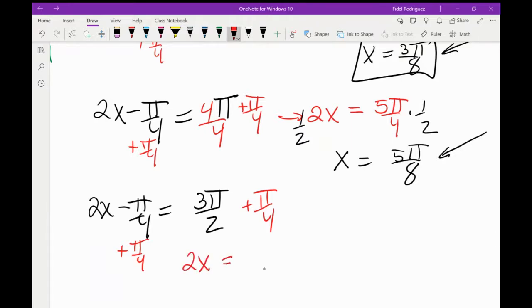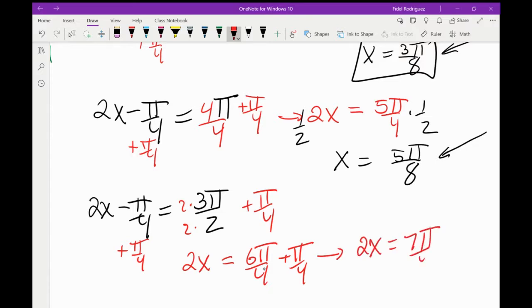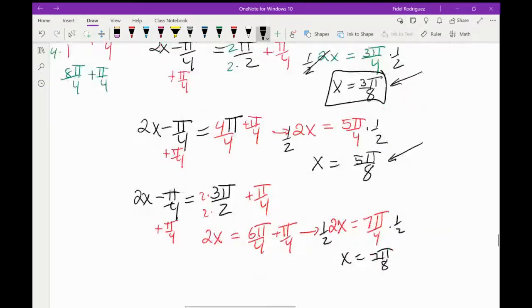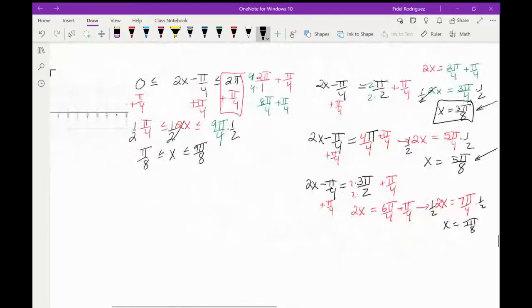Now we have 2x equals, remember I'm going to multiply this guy by 2 and this guy by 2. So that's 6 pi over 4 plus another pi over 4. That's going to give me 2x equals 7 pi over 4. And then we do our 1/2, and there you go, 7 pi over 8, right? So you see the pattern, right? Okay, so let's take a look here.